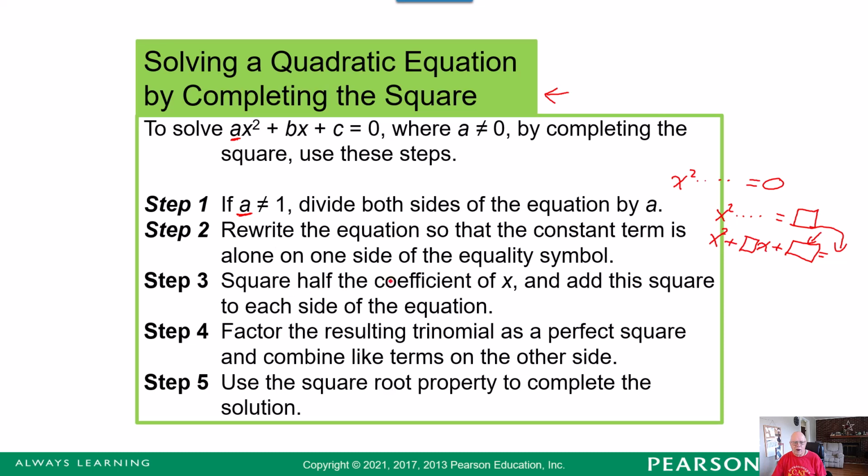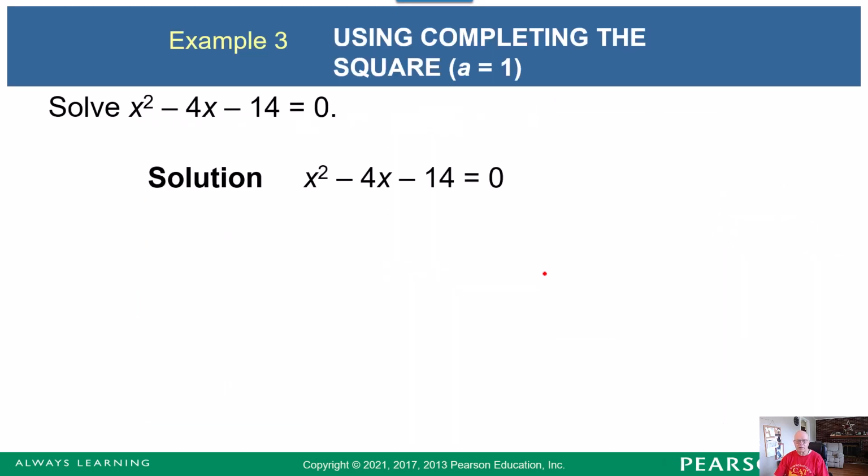You're going to square the coefficient of x, square half of it, add this square to each side, and so on. Well, that doesn't make much sense to you, right? So let's actually try one. Here we go. We've got one to play with.